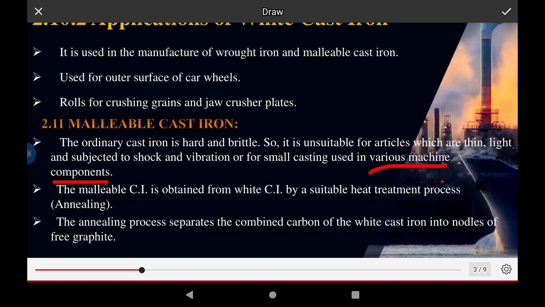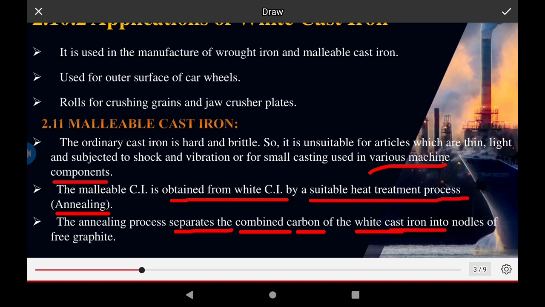The malleable cast iron is obtained from white cast iron by a suitable heat treatment process. In this material, the annealing process is applied. The annealing process separates the combined carbon of the white cast iron into nodules of free graphite.